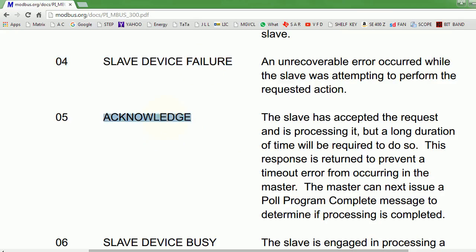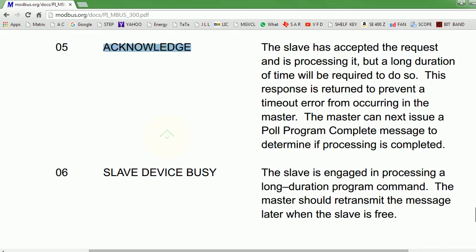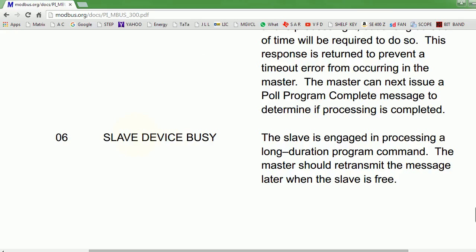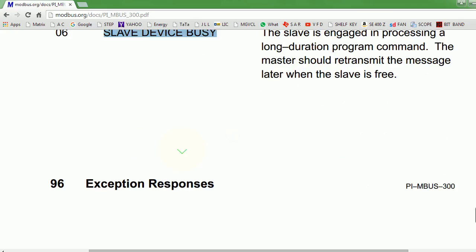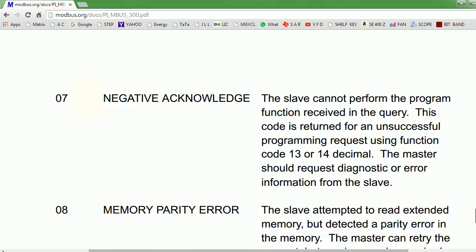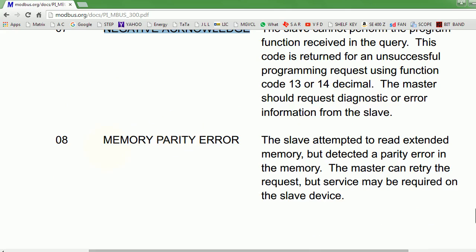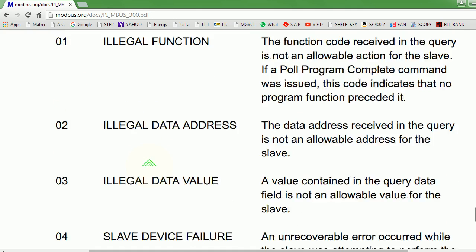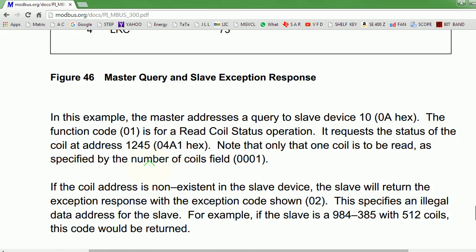Acknowledge is okay, this is an ACK. Slave device busy. Yeah, I have seen it once. Some devices would have this implemented. So negative acknowledge, that I'm too busy. Memory parity error, I never saw that. So these are the error responses you've got to be careful about.